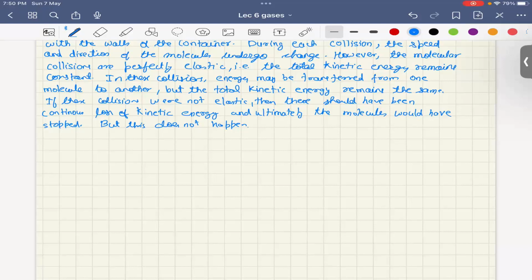So in the next class, we'll complete this justification, and also we'll derive the ideal gas equation, that is the kinetic gas equation. Further, we'll also go into an explanation of the gas laws which we have seen, like Boyle's law, Charles's law, and Avogadro's law.